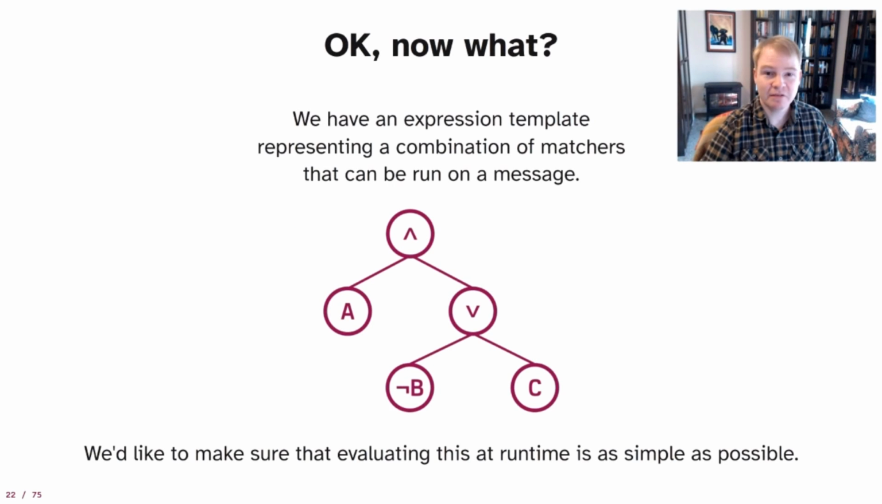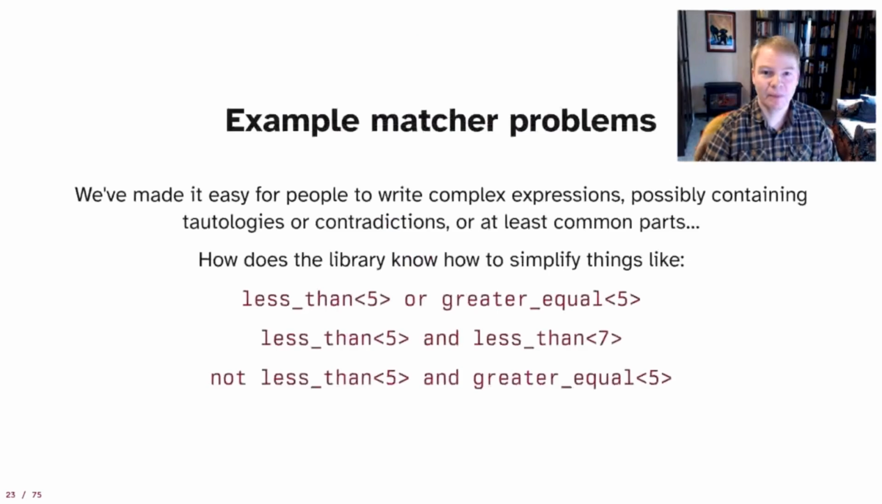Now, we've made it easy for users to express arbitrary matches, and we'd like to make sure that doesn't translate into unnecessary work at runtime. All of these matches are empty objects whose semantics are in their type, so we'd like to take advantage of that at compile time and do the least work at runtime. At this point, I had to think for a while. These are the kind of expressions I thought about.